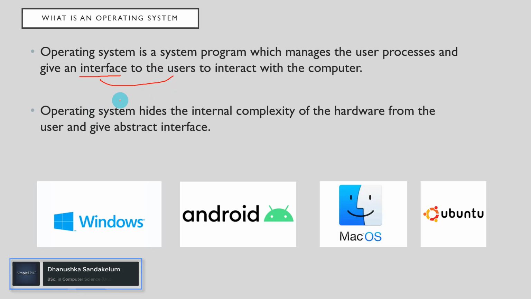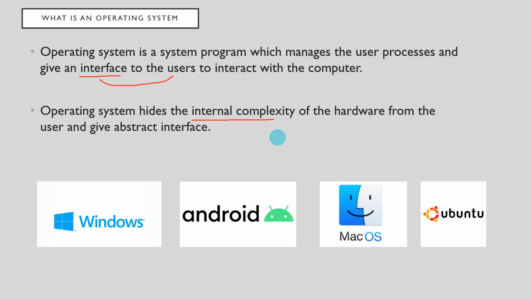Basically, the operating system hides the internal complexity of the hardware from the user and gives an abstract interface, because from the user's perspective they have no idea how the hardware works, because hardware is much too complex at the user level. I mean, the user is just a normal person. He will be facing so many difficulties dealing with these hardware devices because of the lack of knowledge.